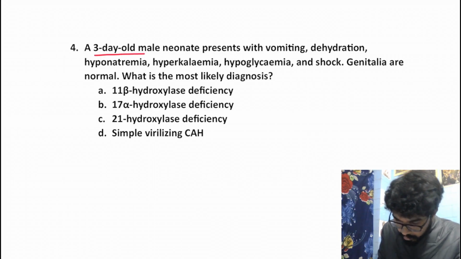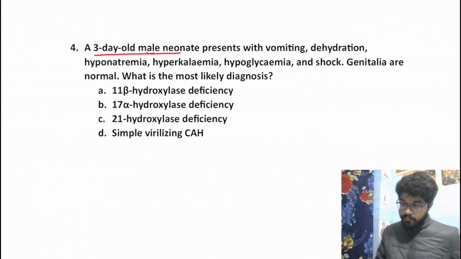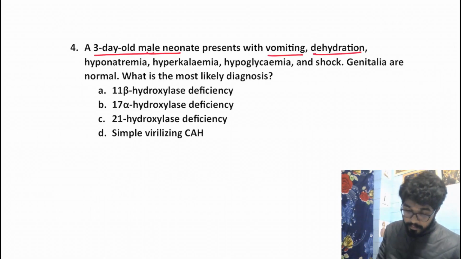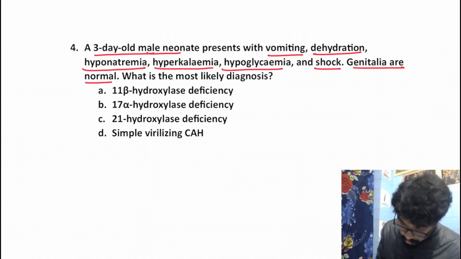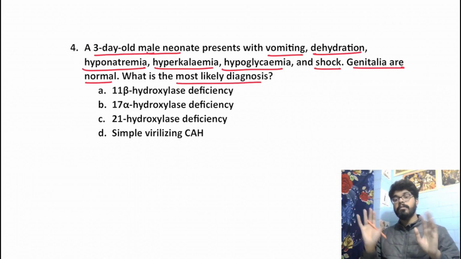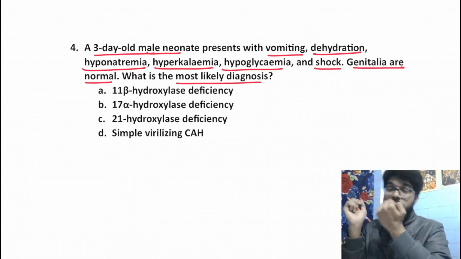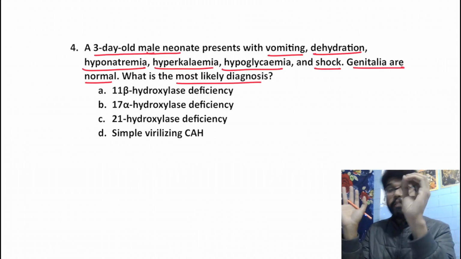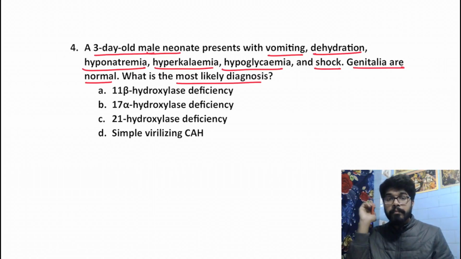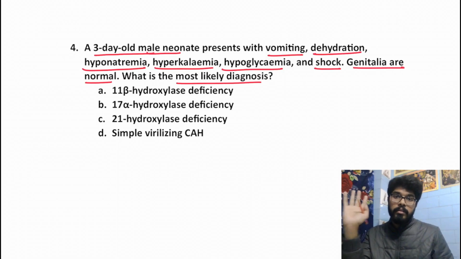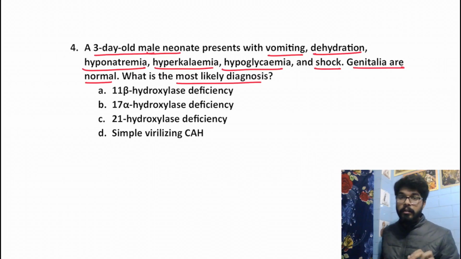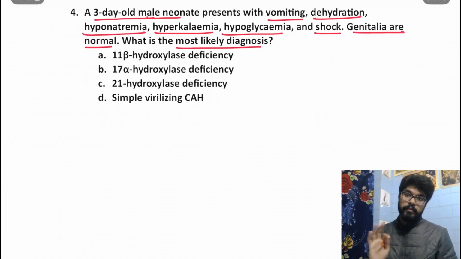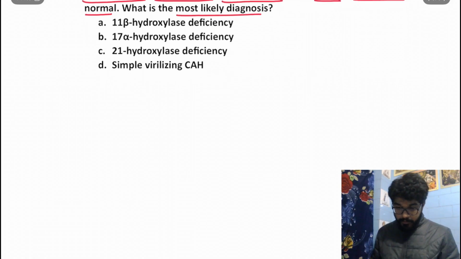A 3-day-old male neonate presents with vomiting, dehydration, hyponatremia, hyperkalemia, hypoglycemia and shock, and the genitals are normal. What is the most likely diagnosis? Now this is the most important question of this topic. We need to differentiate between the 4 types of congenital adrenal hyperplasia based on the clinical feature. Now before we answer this question, we will learn this with the help of a mnemonic. This is a 3-step conceptual mnemonic. So let's begin with it.